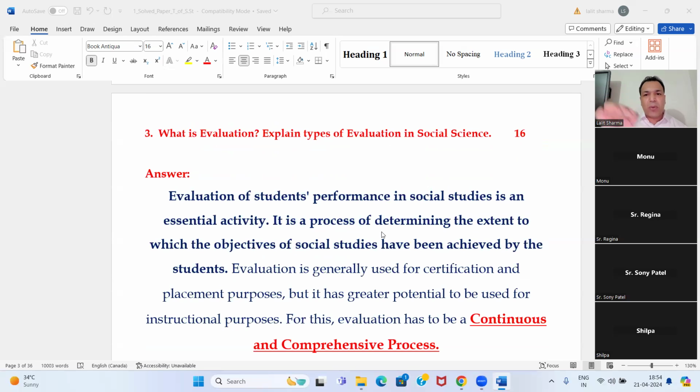Explain the types of evaluation in social science. This is the same question for all the teaching subjects, either teaching of English, teaching of mathematics, teaching of biological science, or teaching of science. The same for all the subjects, right? So that's why I have told you, don't think that I'm discussing only the social science paper. This is the same for other subjects also.